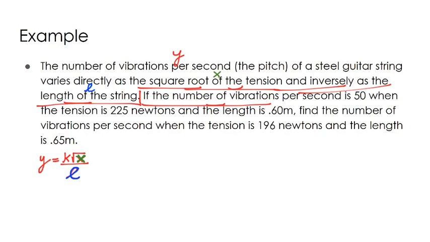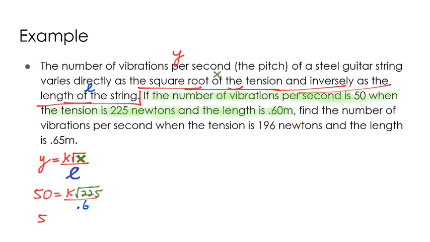Now, the next part. If the number of vibrations is 50 when the tension is 225 and the length is 60, basically that's the information that we need to find our K value, okay? That's before we actually even answer what this question's asking. So let's fill in what we know here. If the number of vibrations per second is 50, well, that was our Y value, that's our pitch. We're trying to figure out what K is. When the tension is 225, remember we defined tension as X, and then the length of the string is 0.60 meters. So we've set up everything we know, and now we can solve for this K value.